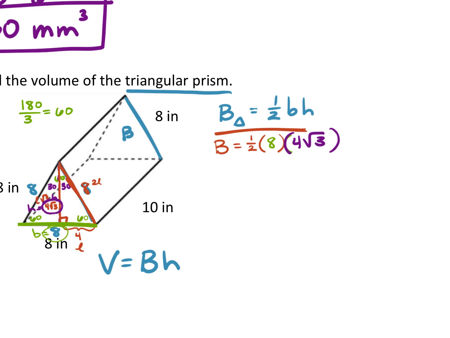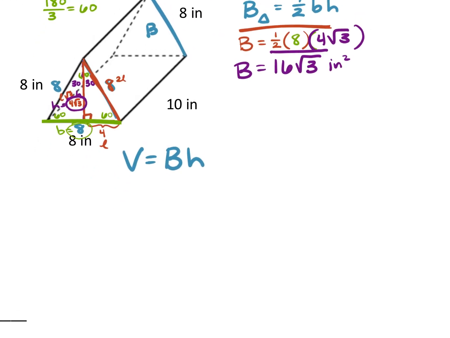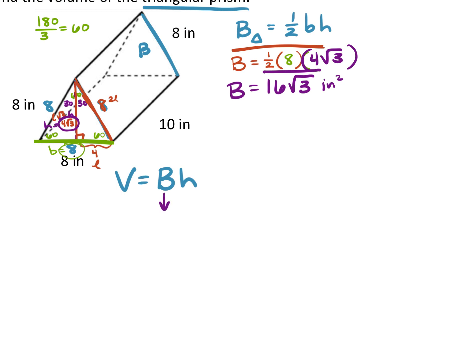How are we doing so far? Good. So if I plug this in, 1/2 times 8 times 4 rad 3, I get 16 rad 3. Okay, so the area of that triangle is 16 rad 3 square inches. We don't want the area of the triangle. We want the volume of the prism. So we take that 16 rad 3 and we drop it in for B.